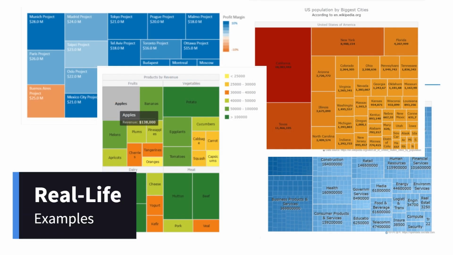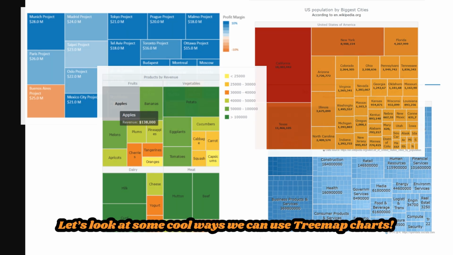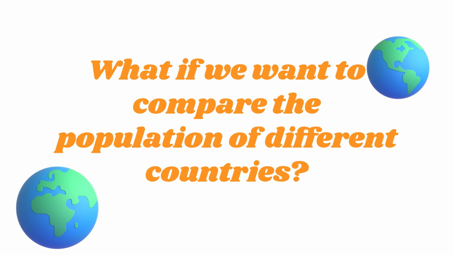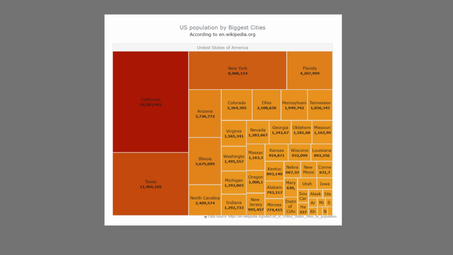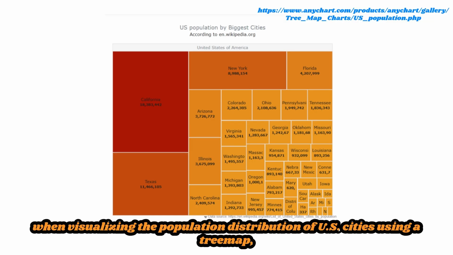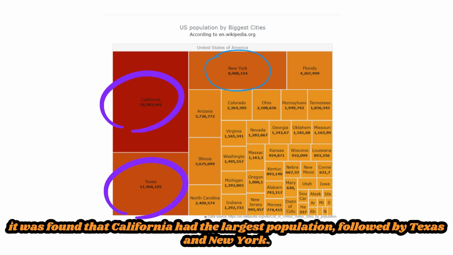Real-life examples. Let's look at some cool ways we can use treemap charts. What if we want to compare the population of different countries? A treemap can help. When visualizing the population distribution of U.S. cities using a treemap, it was found that California had the largest population, followed by Texas and New York.